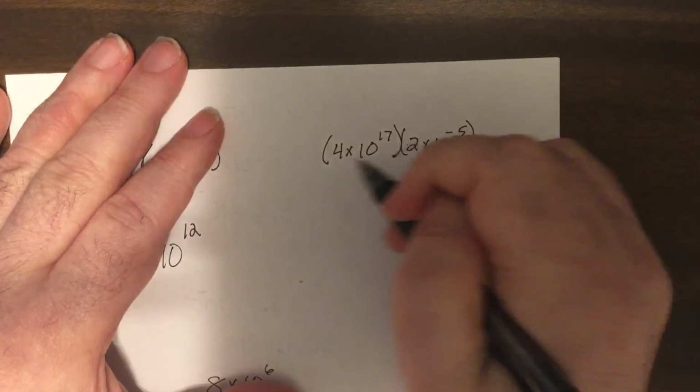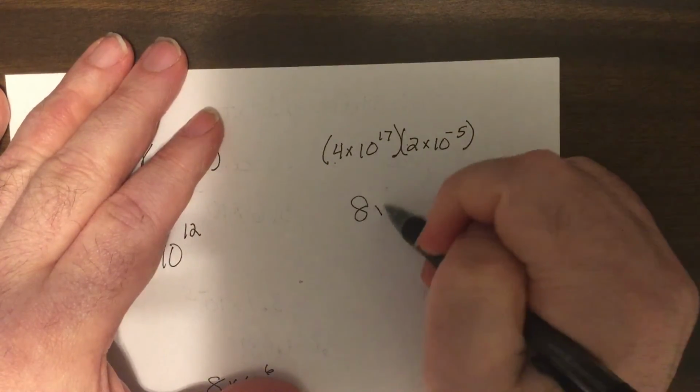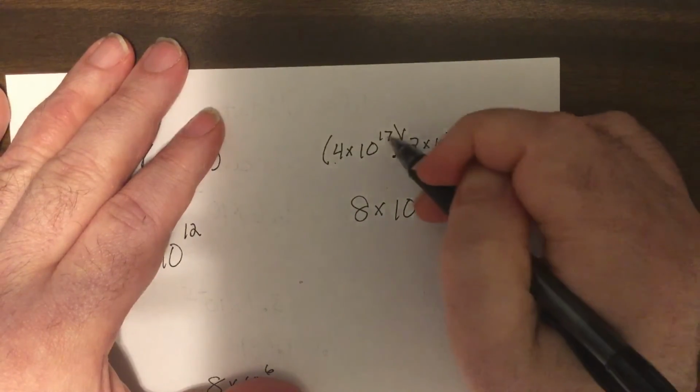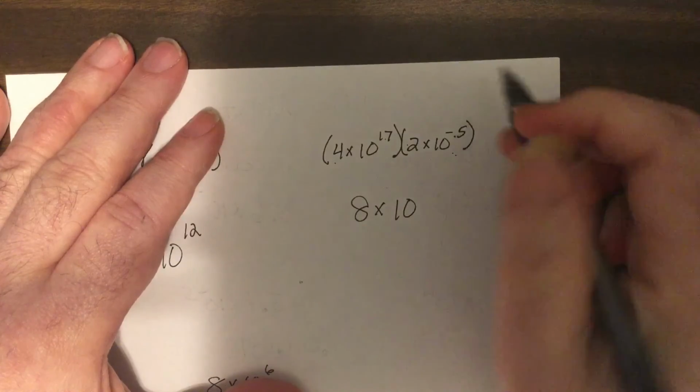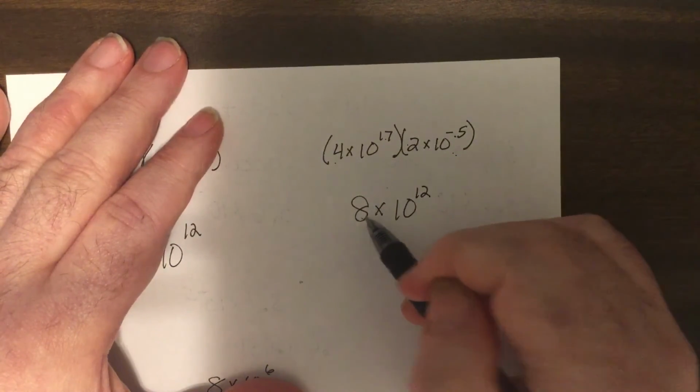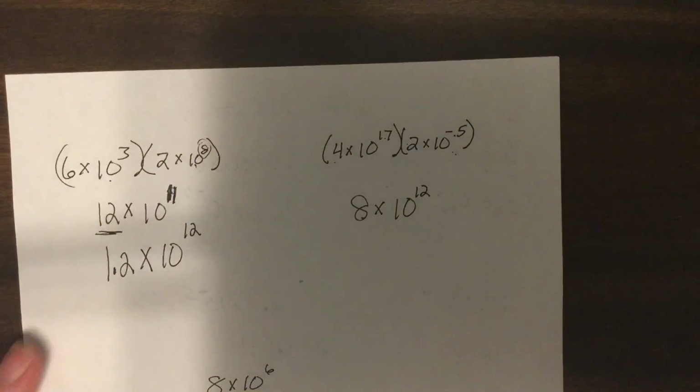Okay, here, 4 times 2 is 8, times 10. When I multiply two things with the same base, I add. 17 plus negative 5 is 12. And notice I don't need to change that. It is between 1 and 10. Woo!